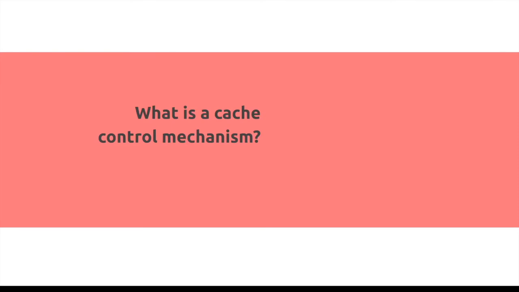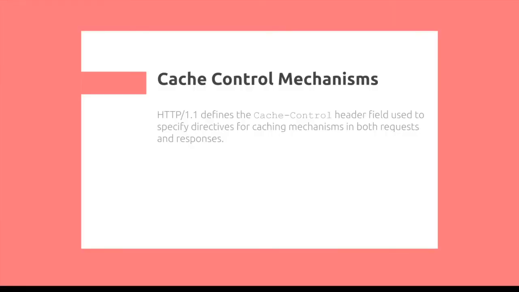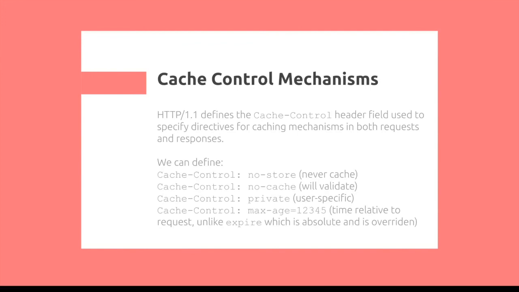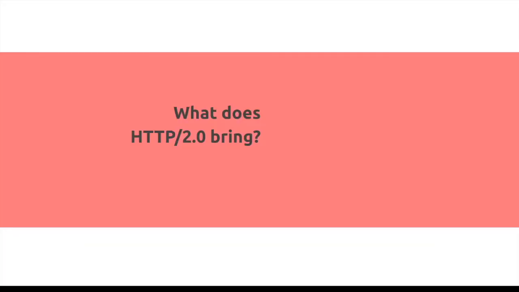So now what did I refer to as cache control mechanism? Well, HTTP 1.1 defines the Cache-Control header field used to specify directives for caching mechanisms in both requests and responses. It defines a series of different headers that we can use. We can specify the number of cached results, something specific to a user, or the amount of time that we want to keep a specific resource in the cache before we need to revalidate it.